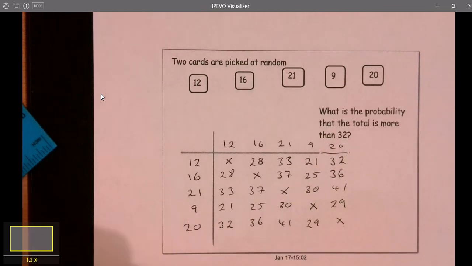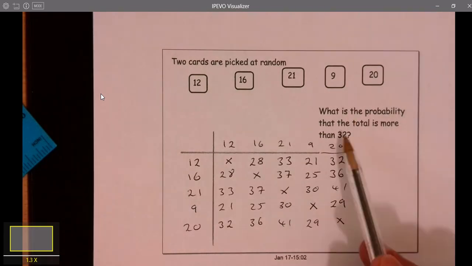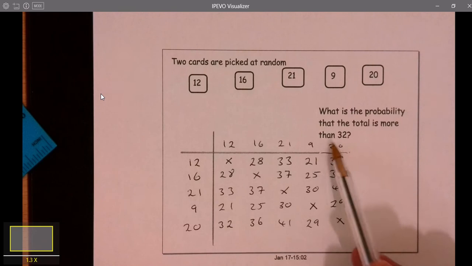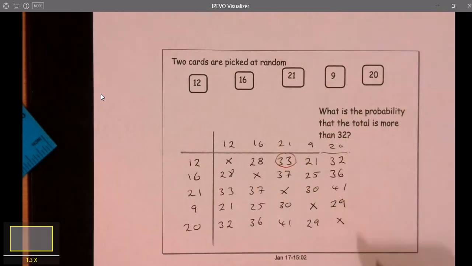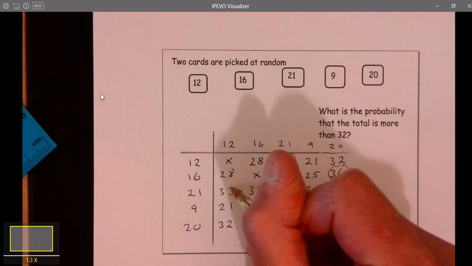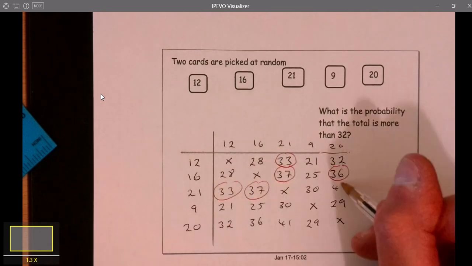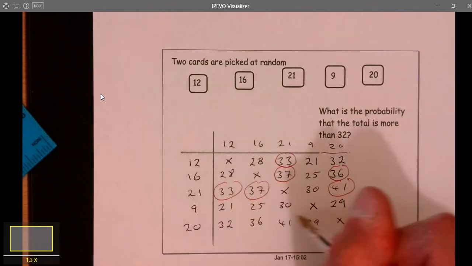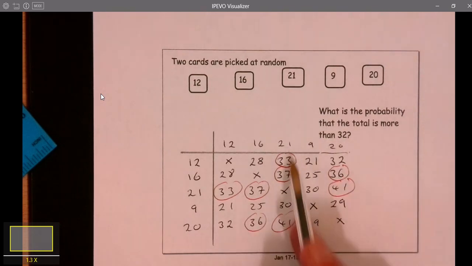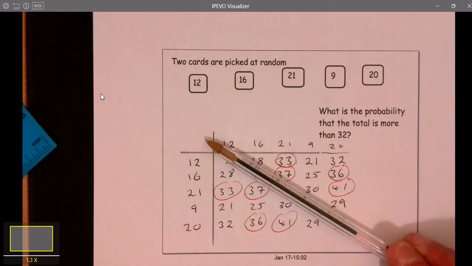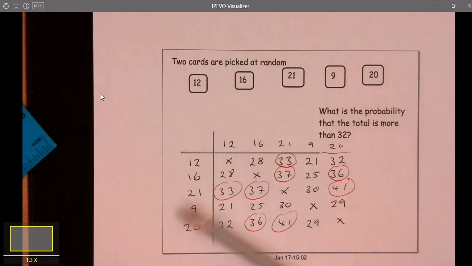Okay, now we can go back and look at what the question was. What is the probability that the total is more than 32? It says more than 32, so that does not include 32. So just circle where that happens. It's not this one, not that one. So we're just going through and circling those ones. Here we go. Again, you can see the symmetry across there.